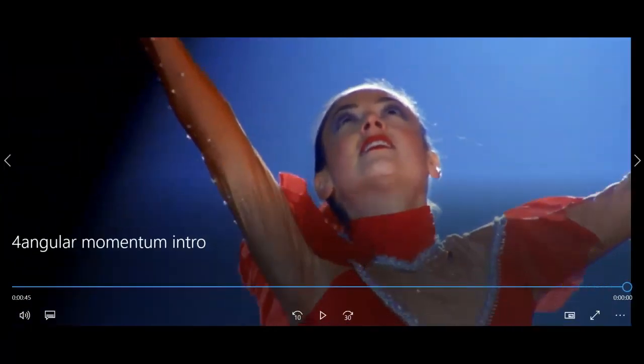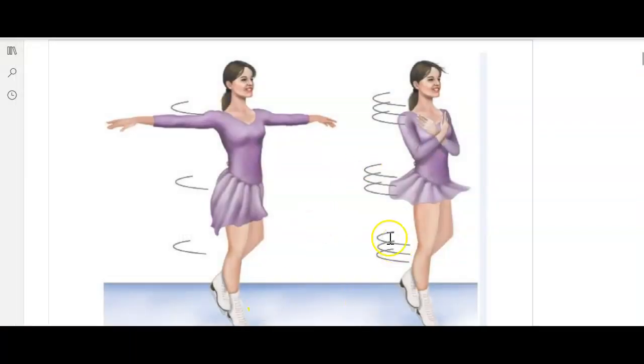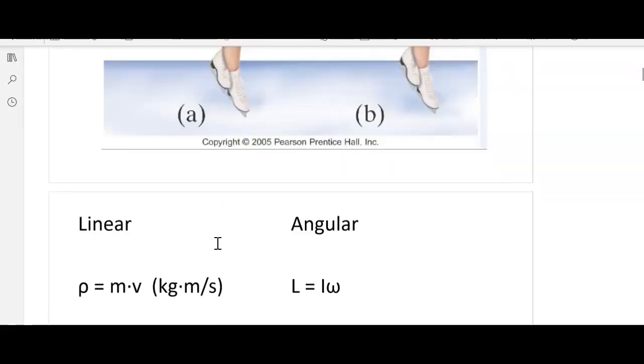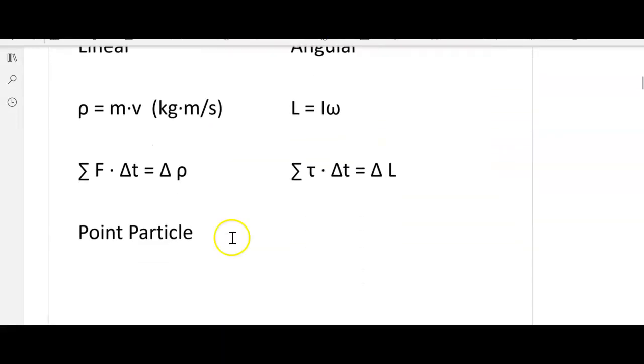All right, now you can become a champion of AP Physics by what we're going to learn about. So, as we can see, our figure skater definitely has a lot of stuff to do with angular momentum. So let's take a look.